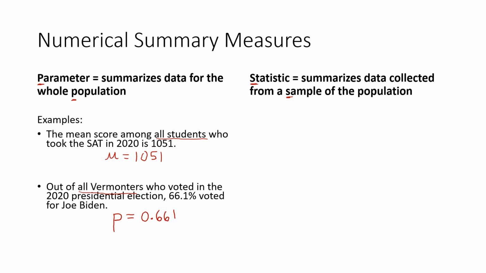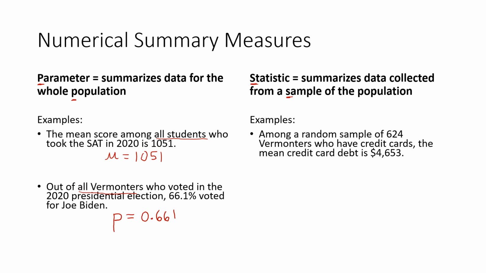Now let's look at some examples of statistics. An example of a statistic: among a random sample of 624 Vermonters who have credit cards, the mean credit card debt is $4,653. In this situation, this mean was calculated only using data from a sample, and because of that, it's a statistic. We use the notation X bar to tell us that this is a sample statistic, and that sample mean is 4,653.